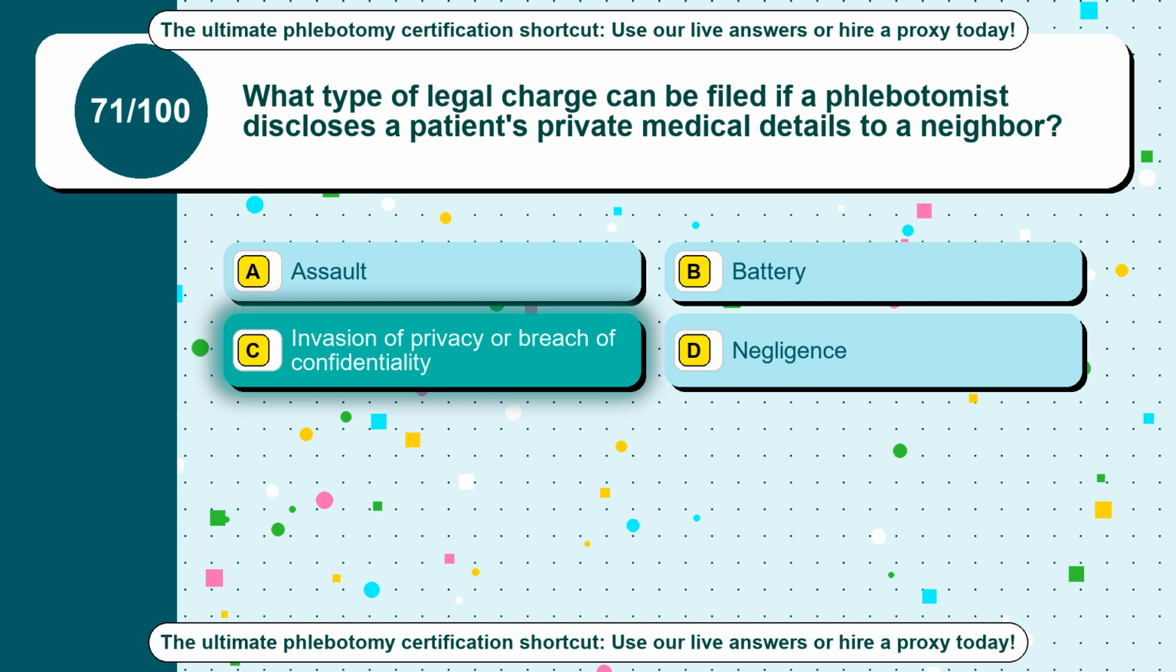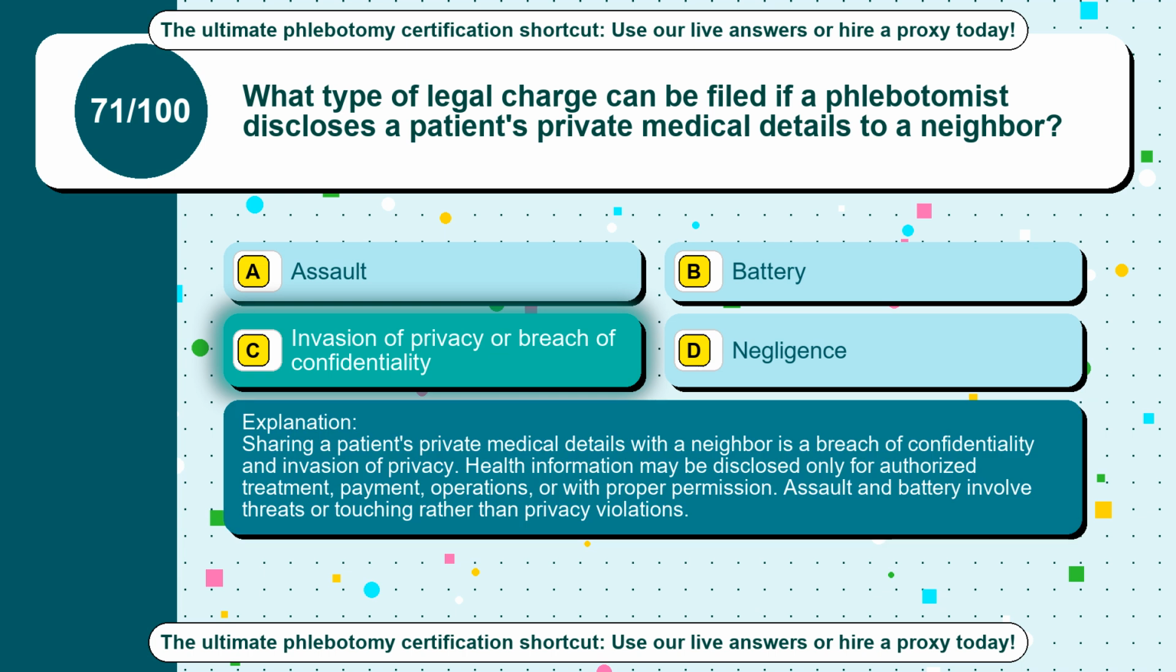Invasion of privacy or breach of confidentiality. Sharing a patient's private medical details with a neighbor is a breach of confidentiality and invasion of privacy. Health information may be disclosed only for authorized treatment, payment, operations, or with proper permission. Assault and battery involve threats or touching rather than privacy violations.